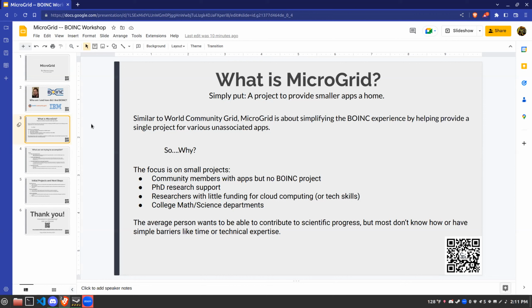So realistically, why would they need to have this centralized project? Why would you need something called Microgrid? And the answer is, it's the same reason that World Community Grid exists, which is, there is this need for a centralized project. We need to centralize and put together a lot of these smaller applications together, right?